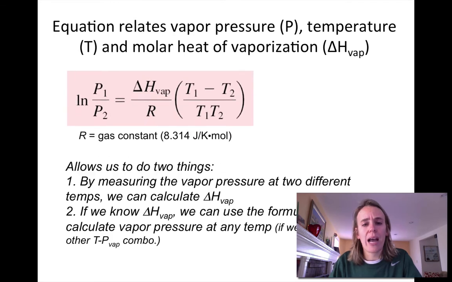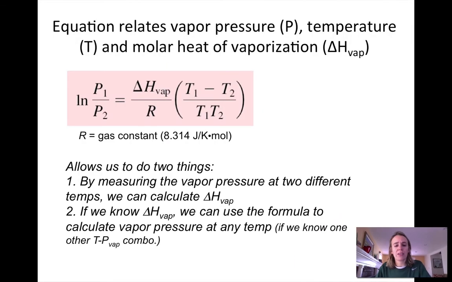So let's talk about how we can use it. It allows us to do two things. If we know the vapor pressure at two different temperatures, we can solve for the heat of vaporization. If we know the heat of vaporization in one vapor pressure temperature combo, then we can solve for an unknown vapor pressure at a different temperature.